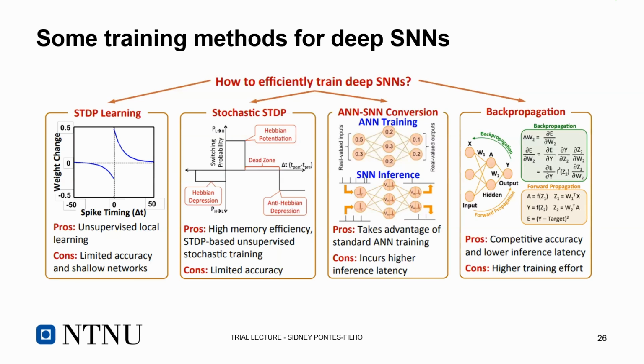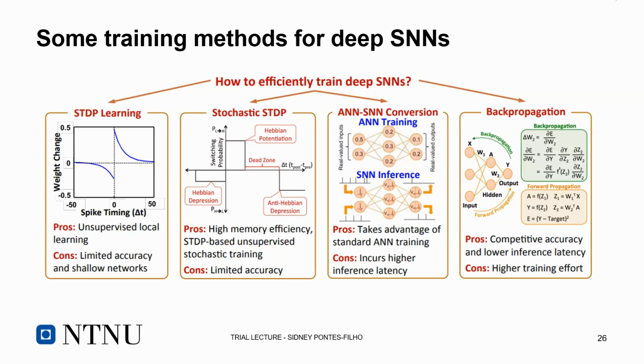That takes the error and backpropagates to adjust the weights. We can train a normal artificial neural network with backpropagation and send the weights that it learned to a spiking neural network. It has some pros, that is, it takes advantage of standard artificial neural network training, but the cons is that it incurs some higher inference latency.